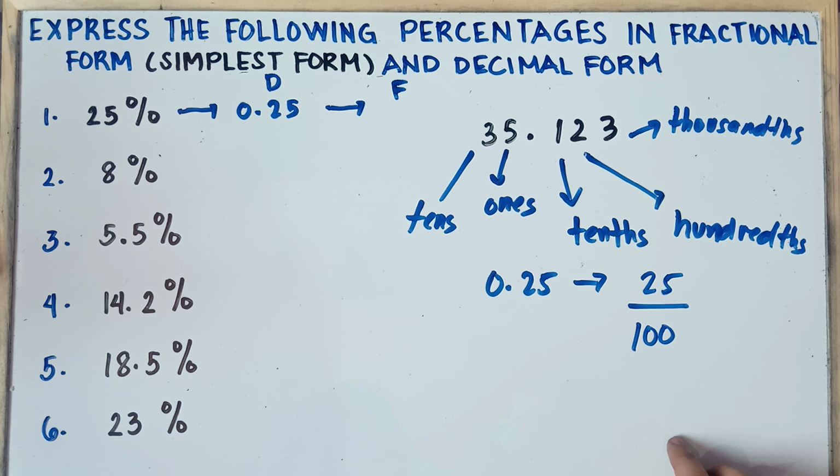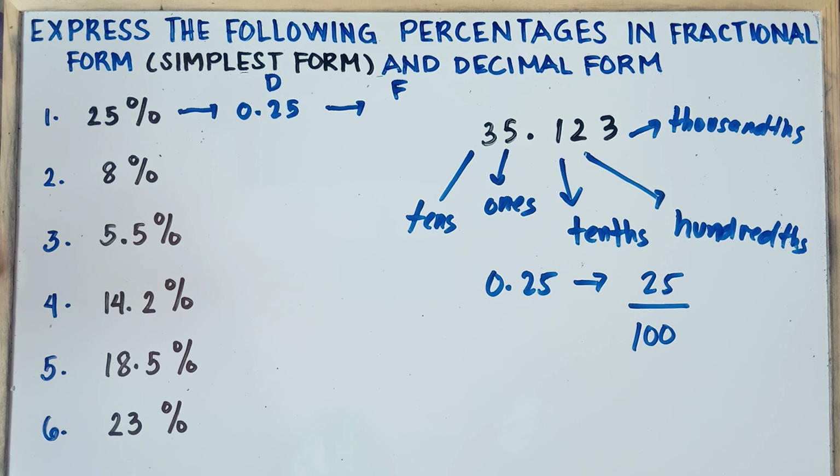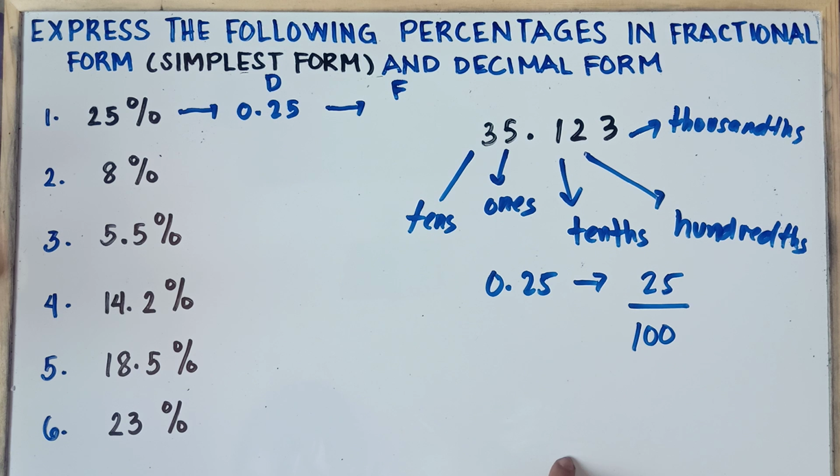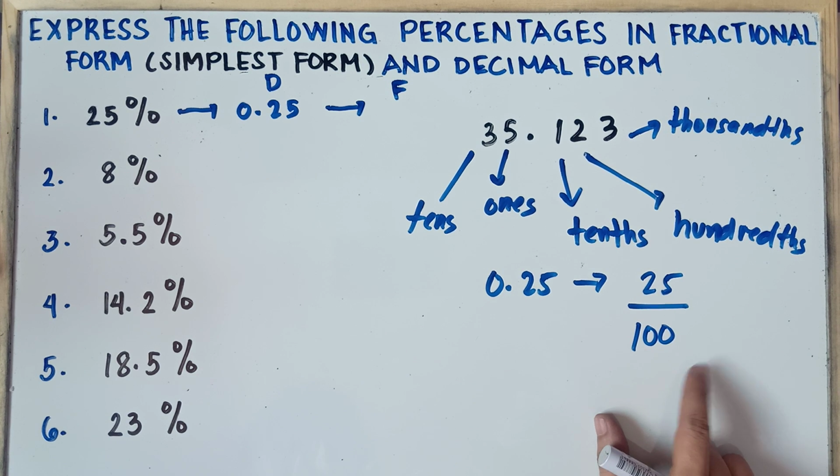Now, can we reduce the fraction, class? Because if you can reduce, you always reduce the fraction to its lowest term. That's actually mandatory for fractions. That's why you have simplest form. So if you can reduce the fraction, you always reduce.